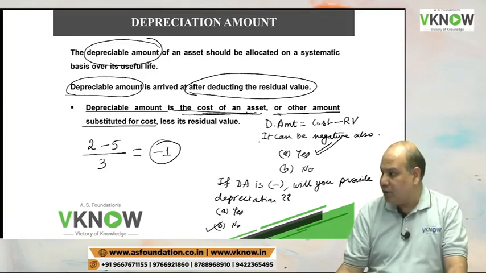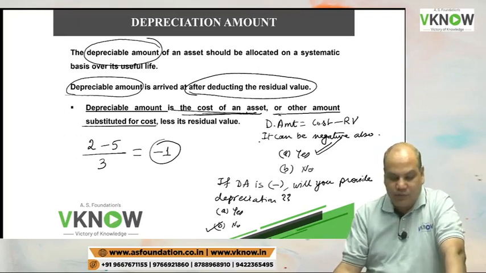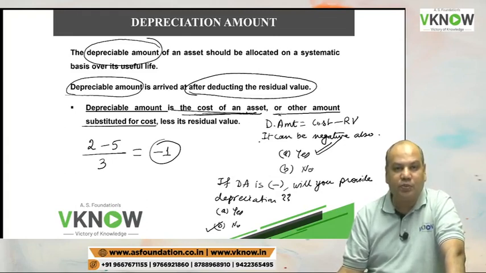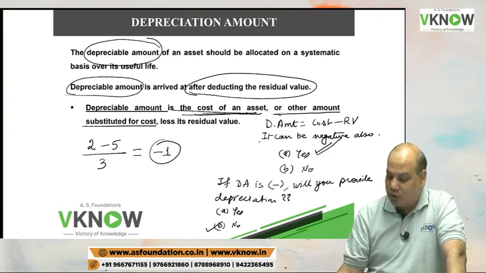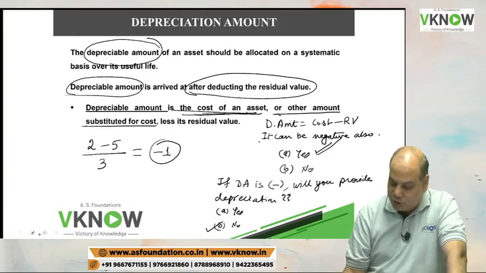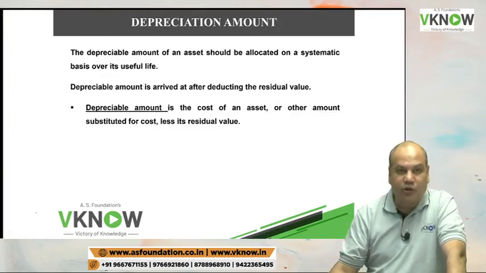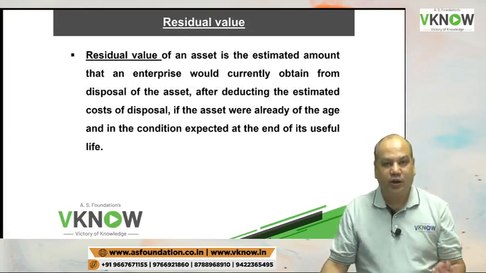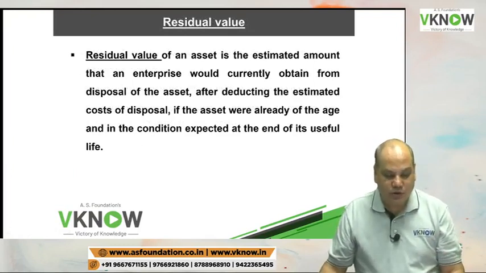Minus 1 cannot be depreciation. Saurav is right. Chaurasia is right. Usha is right. Minus can't be depreciation. Then stop providing depreciation till the year when the depreciable amount becomes positive. So in those years where the depreciable amount is negative, do not provide depreciation.